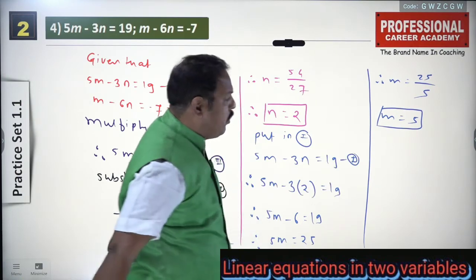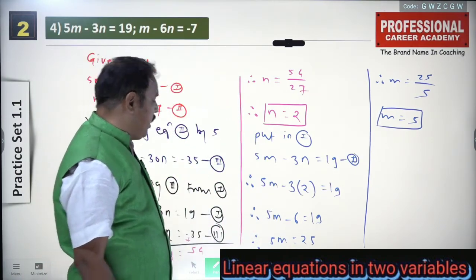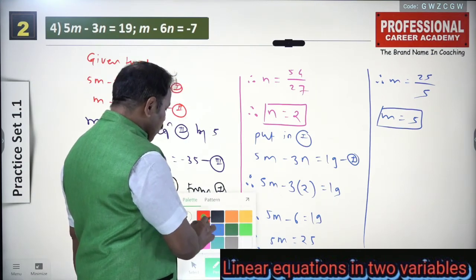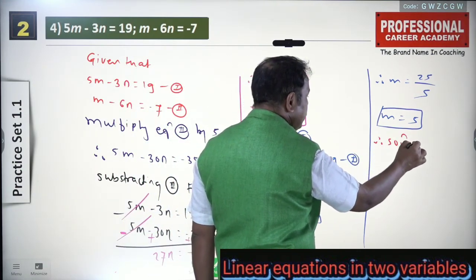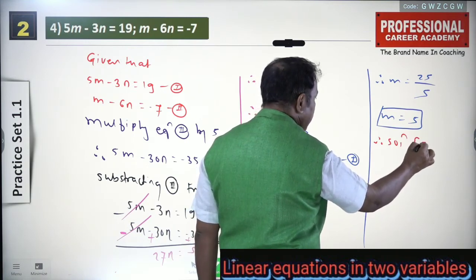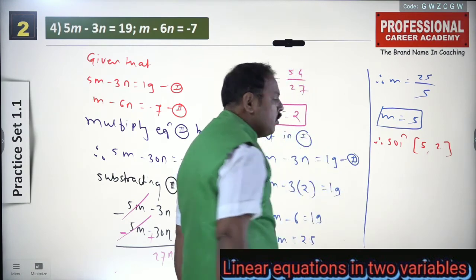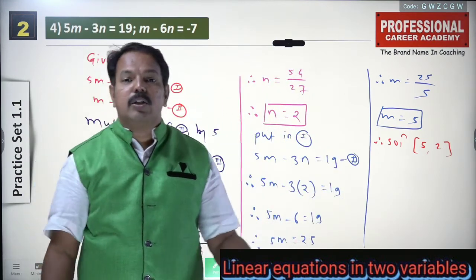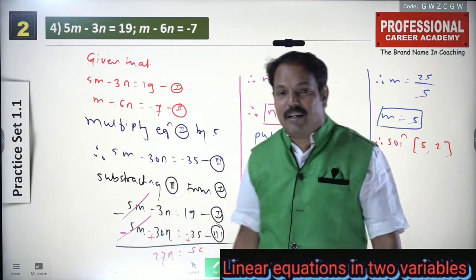We got both the values. What is the value of m? It is 5. And what is the value of n? It is 2. So what is the solution? Therefore the solution of the given simultaneous equation is, first write the value of m, 5, then write n, 2. Friends, this is the solution of the given simultaneous equation.